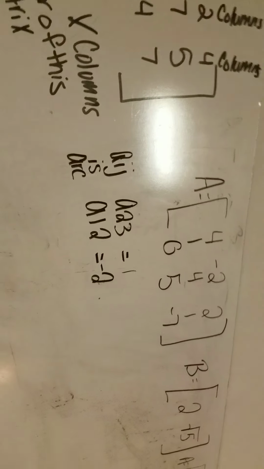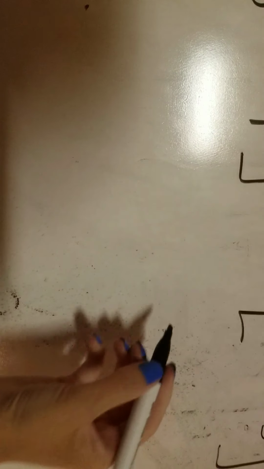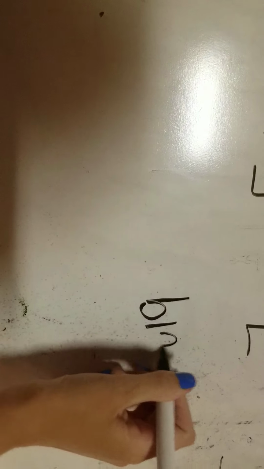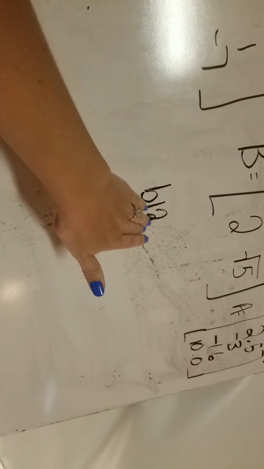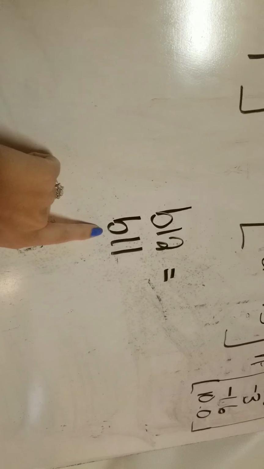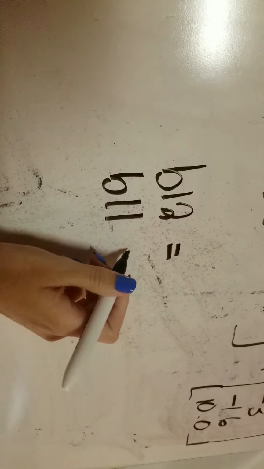Alright? So on B, it says B1, 2, and B11. Same thing. You're going to go to your first row and second column and tell me what that number is. This one, you're going to go to your first row, your first column. Tell me what that number is.